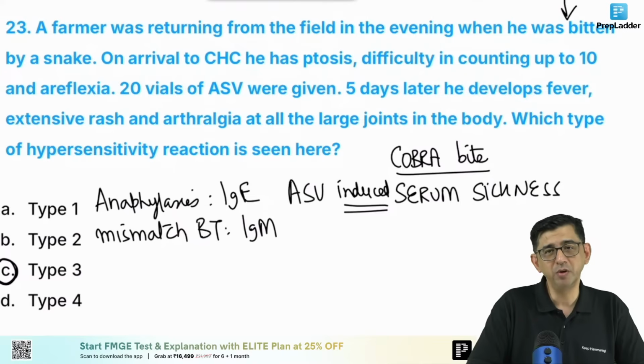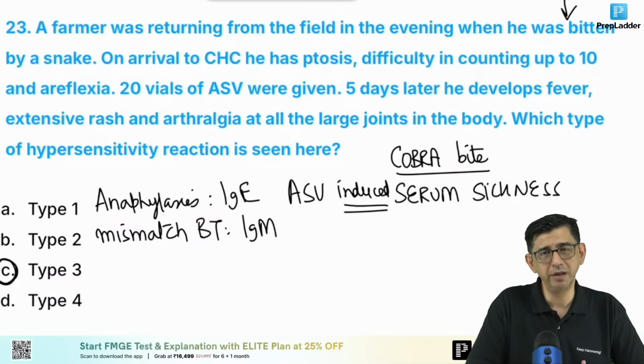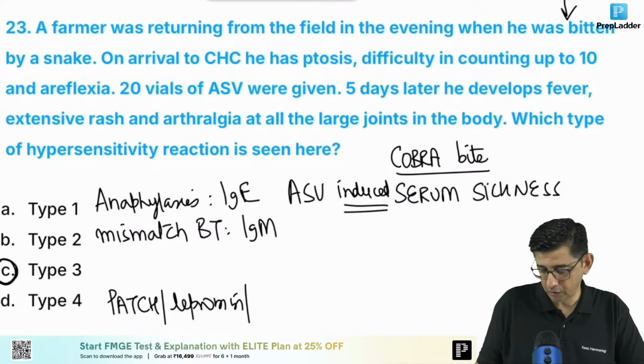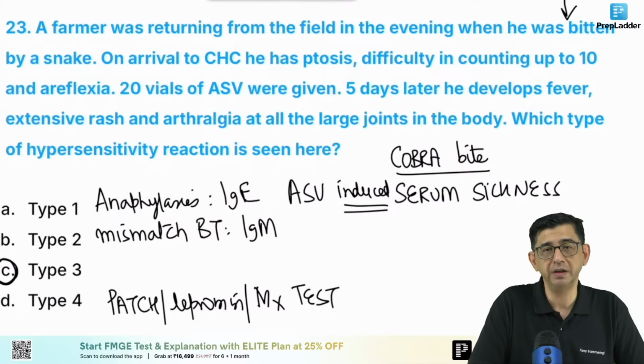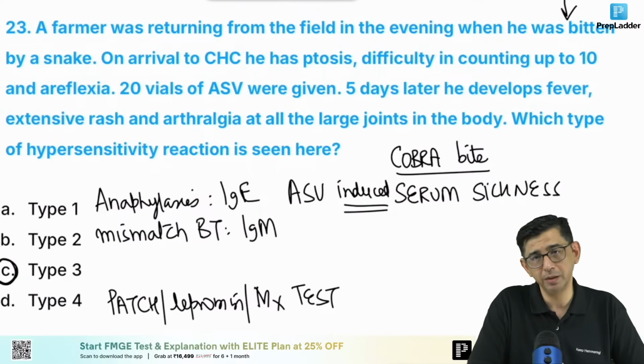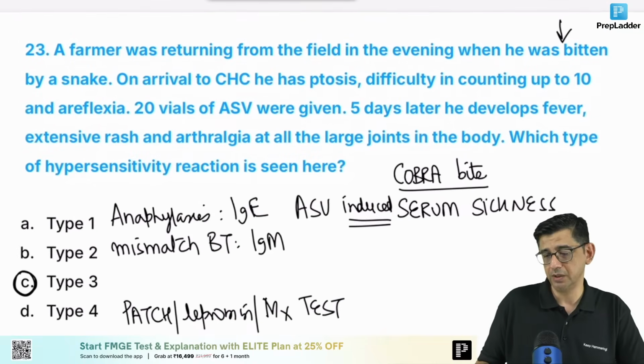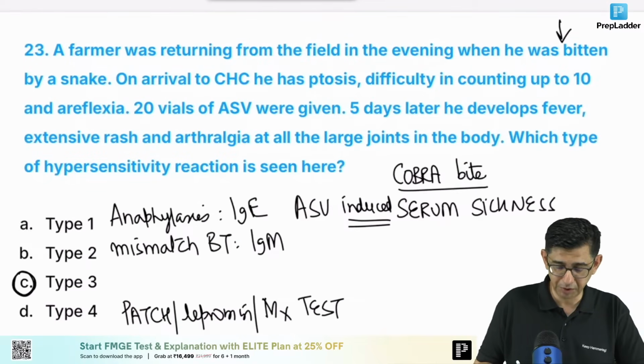And for type 4, we anyway know lepromin reaction, Mantoux reaction, and type 4 or delayed hypersensitivity will come up in the discussion multiple times. Like you read about patch test, lepromin test, or Mantoux test. All of those are going to be type 4 hypersensitivity reaction, but type 3 is going to be like serum sickness. So this would be a type 3 hypersensitivity reaction that's occurring in this guy after anti-snake venom induced serum sickness. The correct answer is option number C.